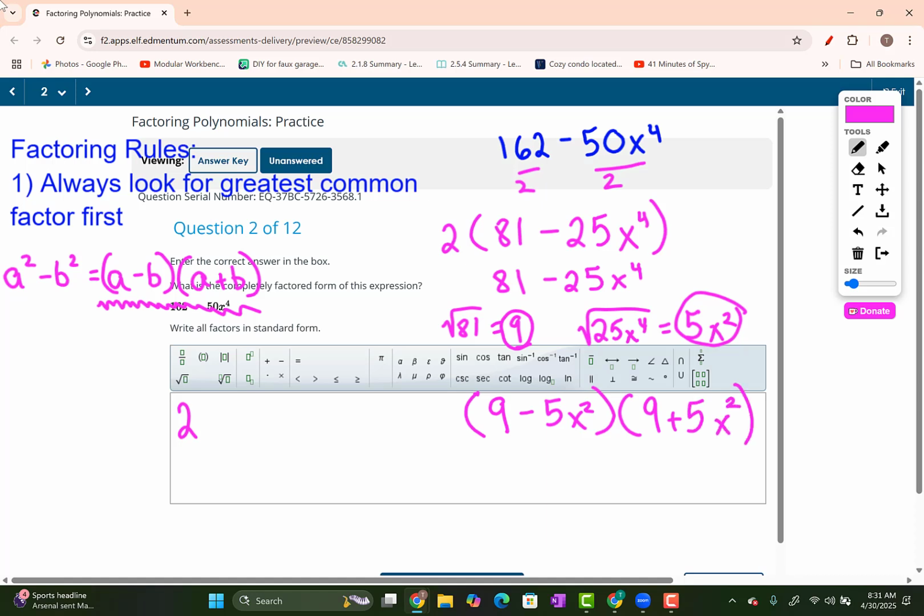And of course, we could switch. We put the plus sign here and the minus sign here. It doesn't really matter the order in which you multiply. And I'll scoot the 2 over here. Now the 2, typically in standard form, we're going to write the constant term in front, but that is our complete answer.